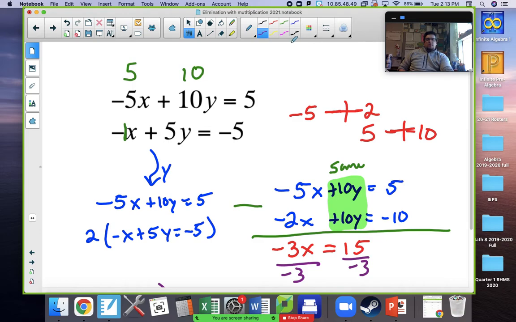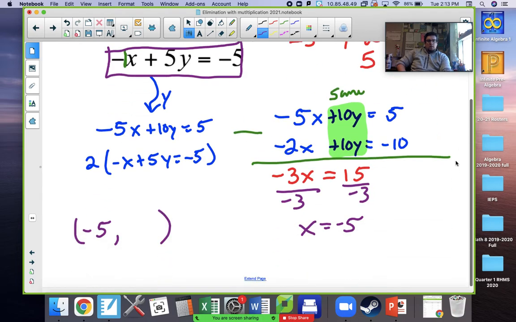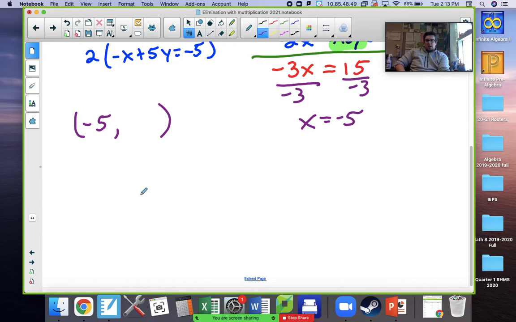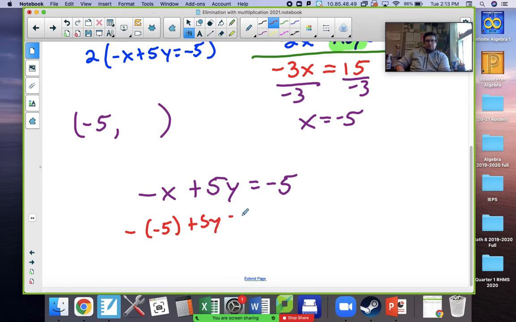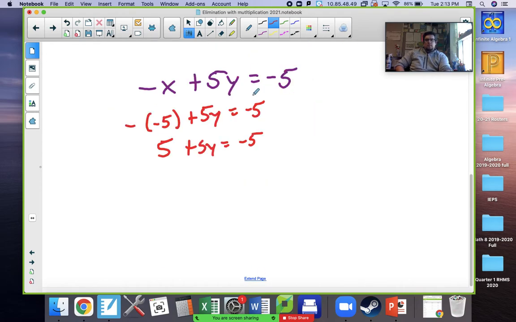We're now going to pick one of our equations. Doesn't matter which one we pick. I'm going to pick this bottom one right here. And so I'm going to do -x plus 5y equals -5. I'm going to plug in a -5 for x. So a -5 is positive. Subtract 5 from both sides. And y is -2.